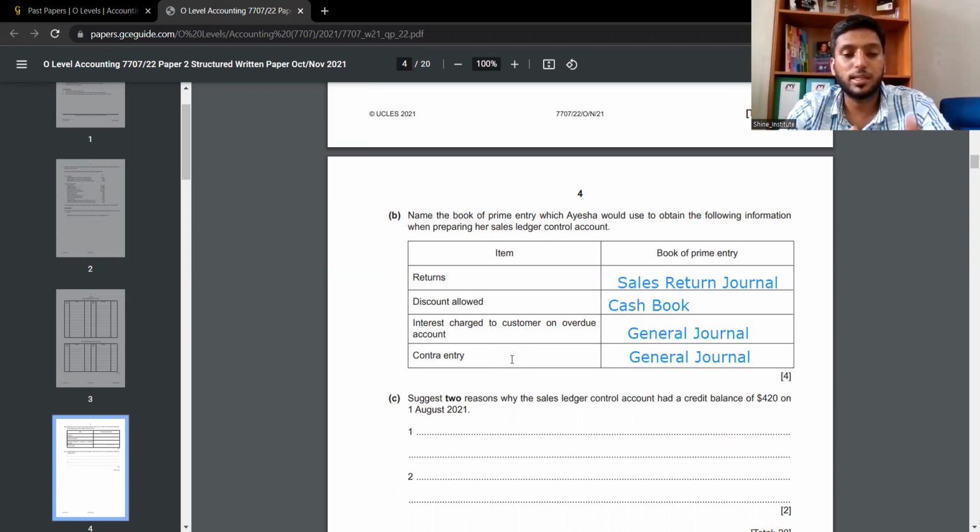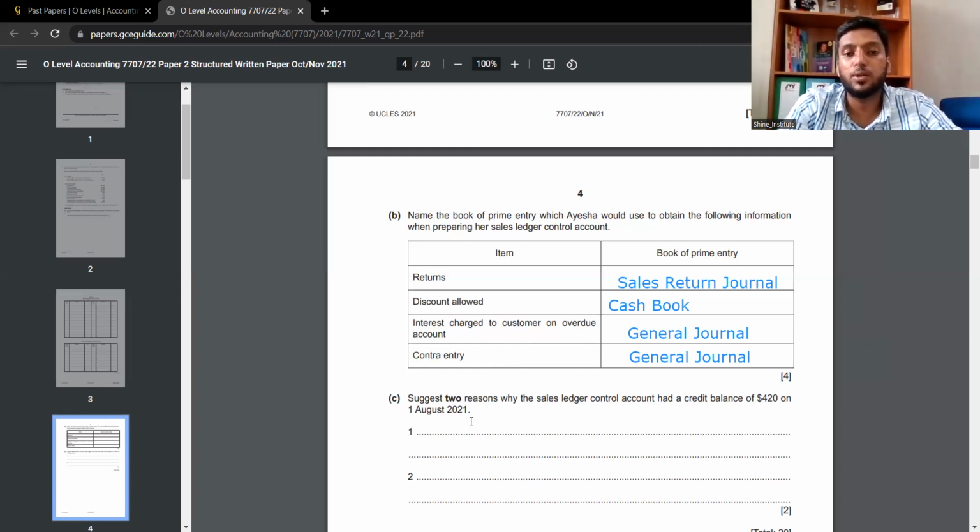But other than that, if I say interest charged to customer on overdue account, can I take it under petty cash? No, it's not a small petty transaction. Can I take it under cash book? No, because we can take only discount allowed and discount received. It's not a sale, it's not a purchase, so we can't take sales journal and purchase journal. And it's not a return, sales return inward or purchase return outward. So by seeing all this, we can't take any of the 6 books, then you need to record it under general journal. This is how you find out which journal entries you need to take when it comes to a prime entry book.